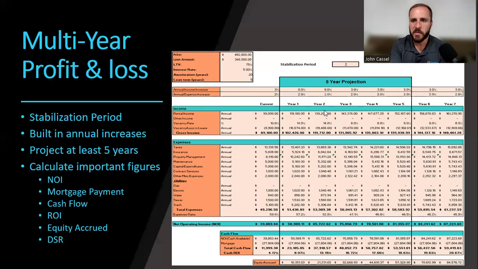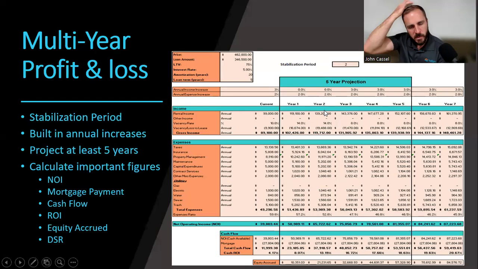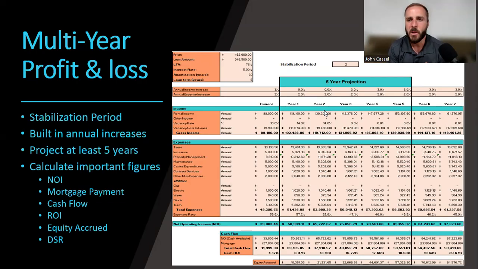So a multi-year profit and loss. This is kind of what I lay out and how I look at it. You're going to need to know the stabilization period, and what I mean by that is how long it's going to take you to renovate all the units to get them to where they're all up and the property's running good. You have those after-reno rents for all the units. So how long is that going to take?